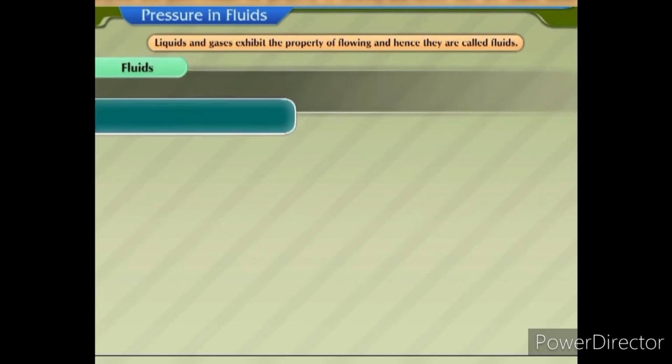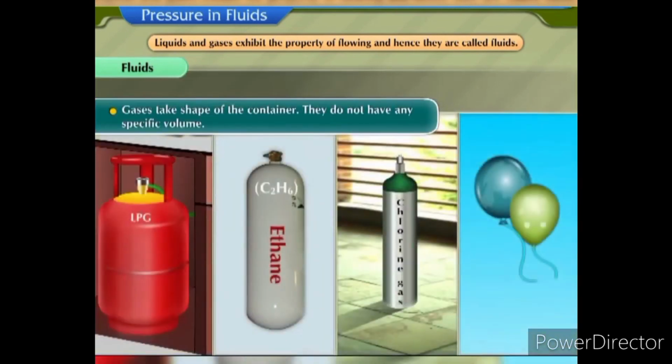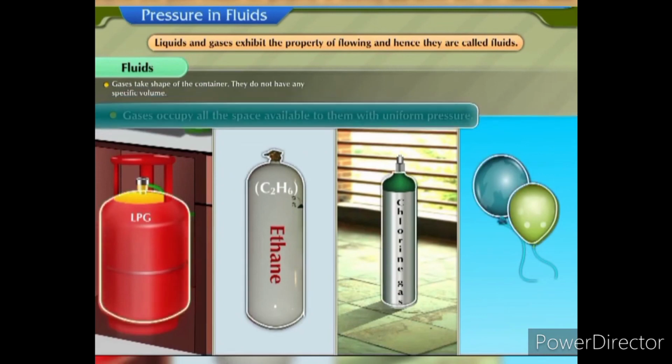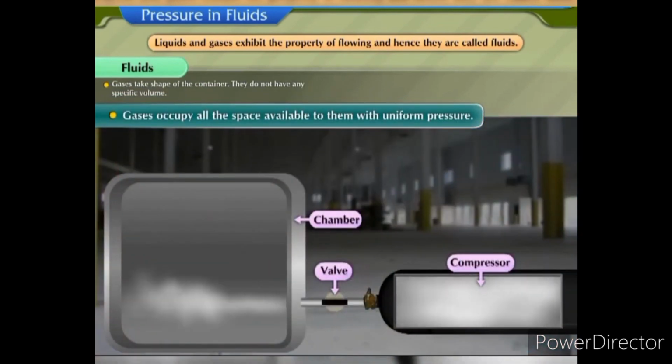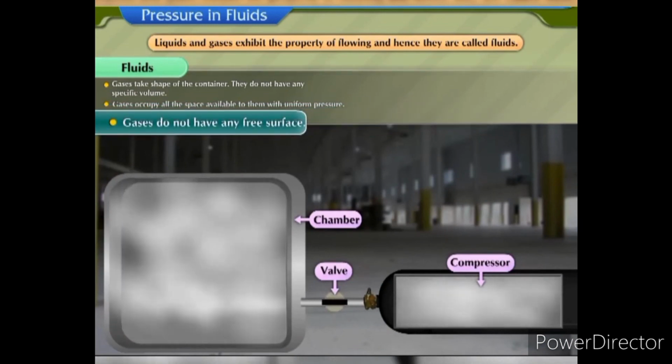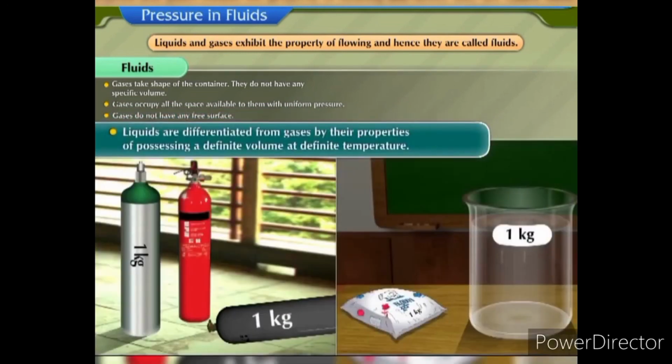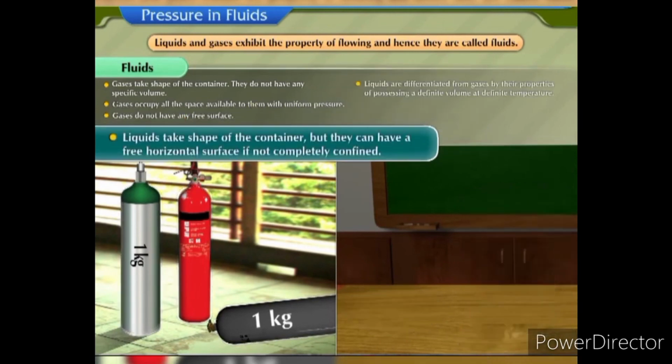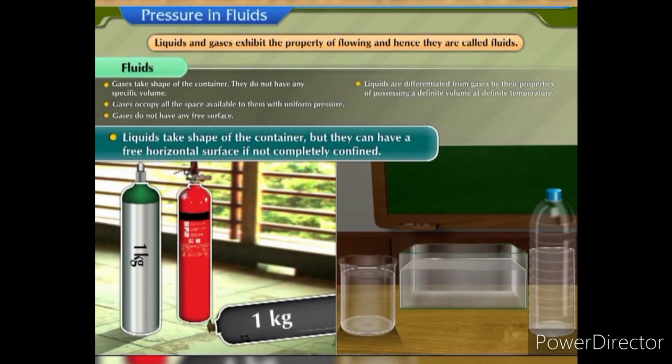You must have observed that gases take the shape of the container and they don't have any specific volume. Gases occupy all the space available to them with uniform pressure. Gases don't have any free surface. Liquids are differentiated from gases by their property of possessing a definite volume at definite temperature. Like gases, they do take the shape of the container, but they can have a free horizontal surface if not completely confined.